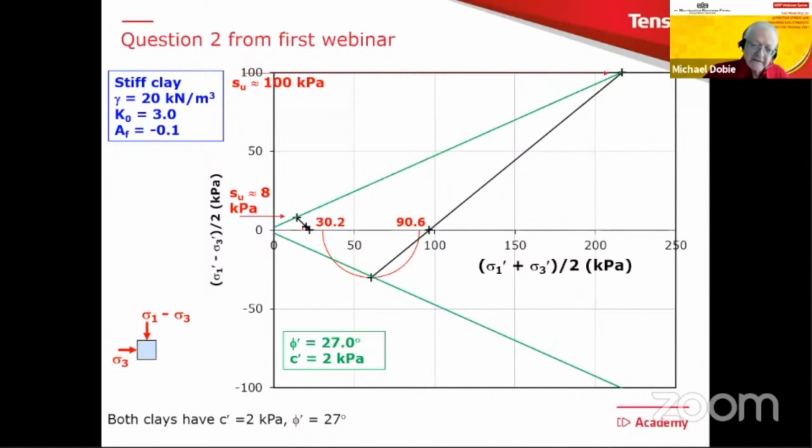And I hope that explains reasonably well what's going on between the soft clay and the stiff clay, sampled at a similar level in a similar situation and with the same effective stress strength parameters. This is not real data. I've made it up, but it's just to try and demonstrate the situation.